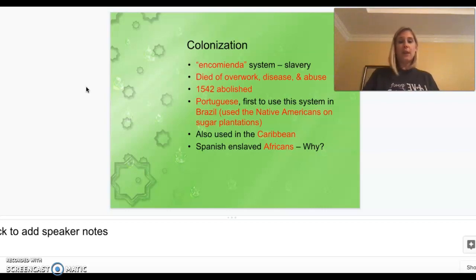Another is that the Africans were much stronger. They obviously could do a lot more work than, let's say, the natives could. And they were used to extreme climate conditions. So I would put all three of those down. Again, they would survive disease, they were stronger, and they were used to extreme climate conditions.